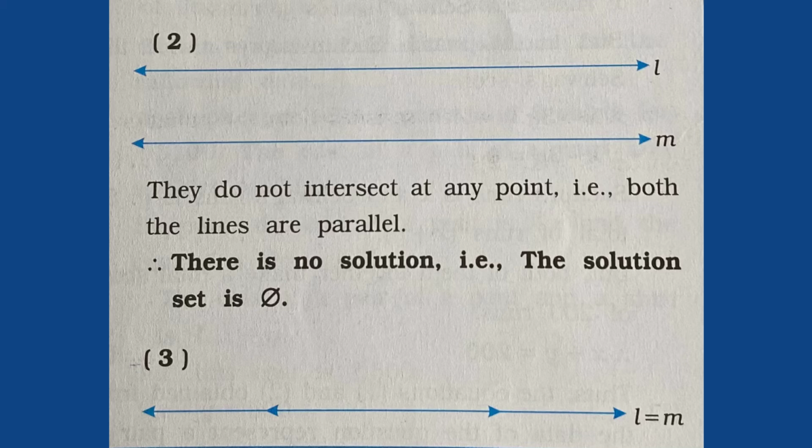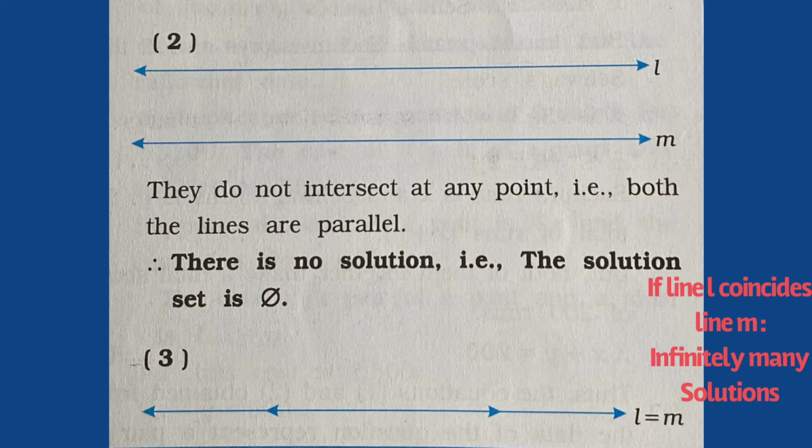Now in the third figure you can see that lines L and M are coinciding each other. It means that they are overlapping each other, and if the graph of two lines is overlapping each other on the graph paper, then it means that they have infinitely many solutions.